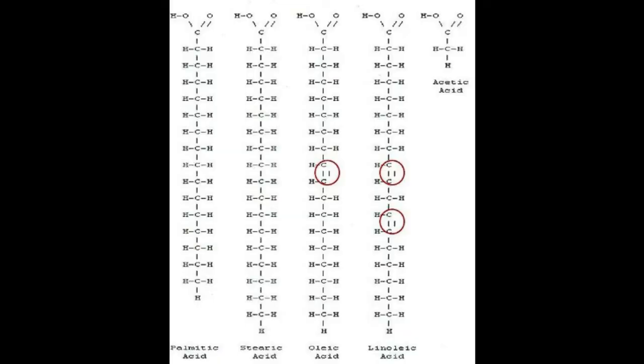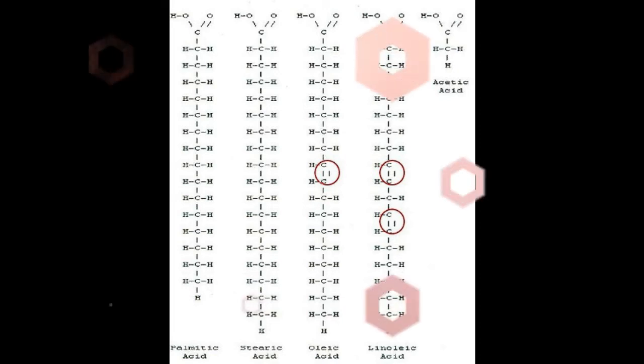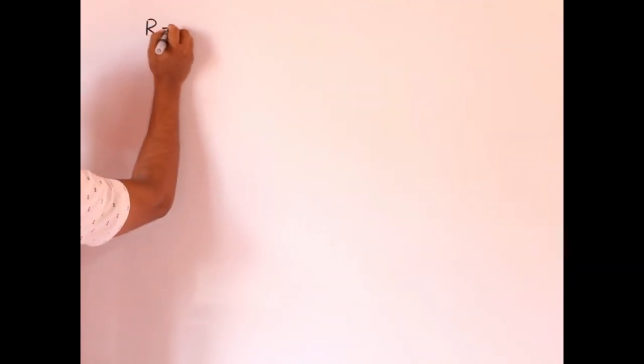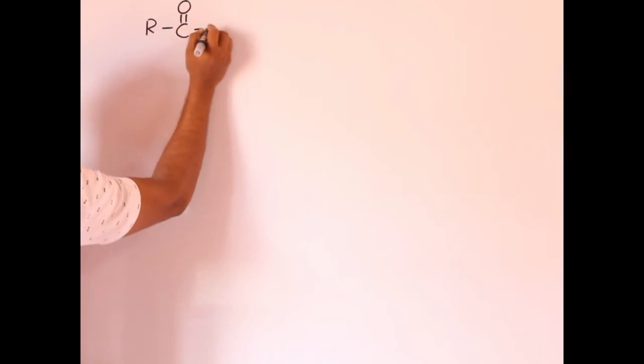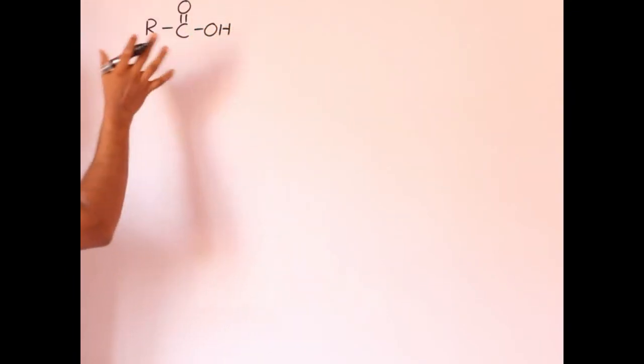Fatty acids are big carboxylic acid molecules with a long chain hydrocarbon tail. This hydrocarbon tail can be saturated or unsaturated, which means the hydrocarbon tail may contain a carbon-carbon double bond or not. Let's have a look at the structures of some common fatty acids. Let me write a general formula of carboxylic acid to represent a fatty acid.